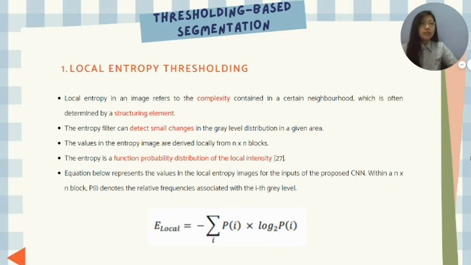In order to segment the region of interest from the image, the local entropy thresholding-based segmentation method is used in this study because of its high computational speed and simplicity of implementation. So what is meant by local entropy? Local entropy in an image refers to the complexity contained in a certain neighborhood, which is often determined by a structuring element. The entropy filter can detect small changes in the gray level distribution in a given area, and the values in the entropy image are derived locally from n times n blocks. Besides, the entropy is a function of the probability distribution of the local intensity. And the equation below represents the value in the local entropy image for the input of the proposed convolutional neural network. Within an m times n block, Pi denotes the relative frequency associated with the i-th gray level.